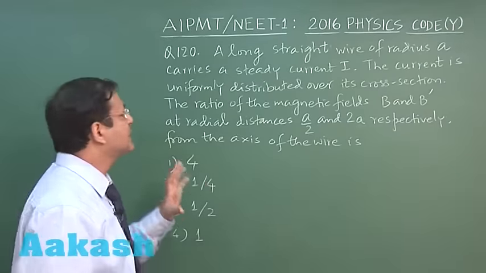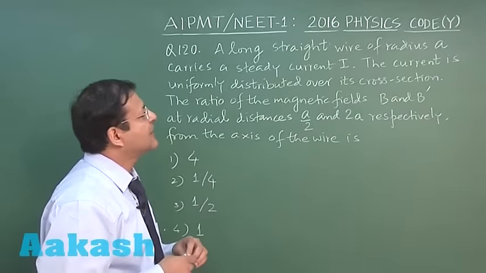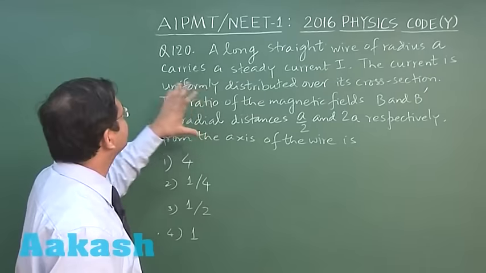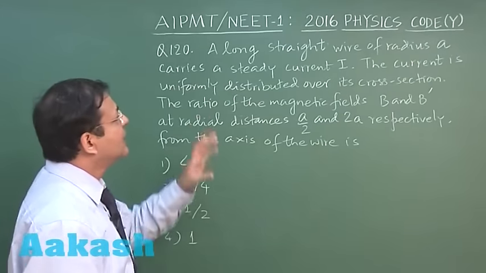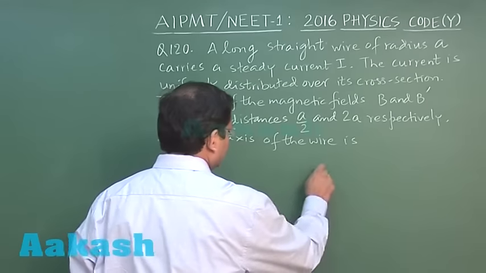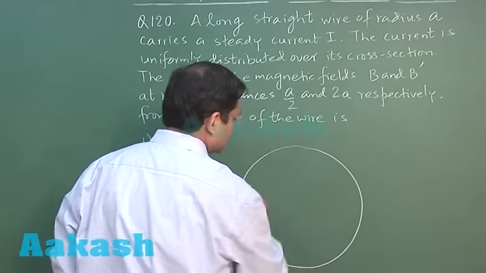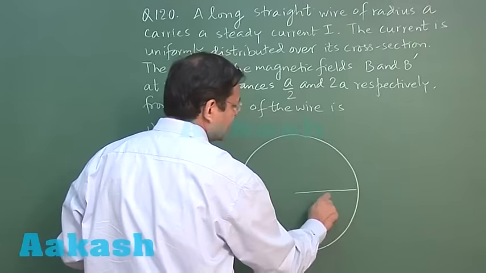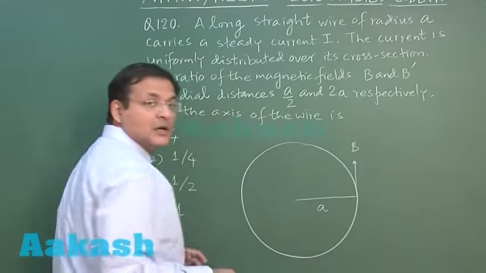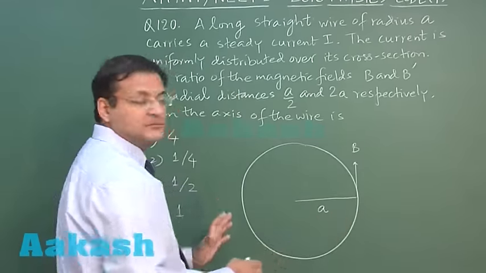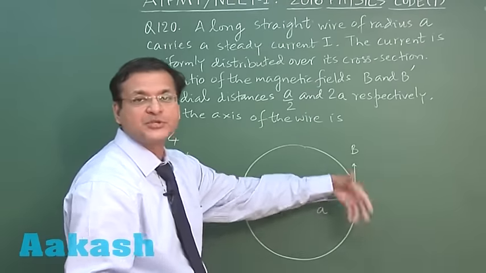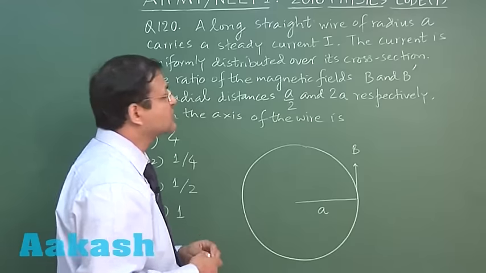Now in this question 120, you have the application of Ampere's circuital law. It says that a long straight wire of radius a carries a steady current I. The current is uniformly distributed over its cross section. So in case I take the top view of that, then you see the radius has been given to be a, and I assume that the magnetic field here is B, let us suppose. Now inside the magnetic field is linearly decreasing, and outside it is proportional to 1 by r. Remember that, this is the expression.